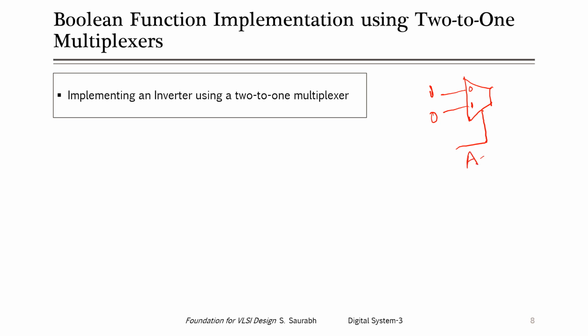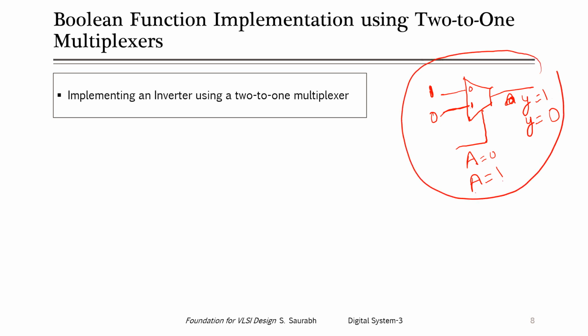If a was 0, then the 0 select line will be selected, and there we have applied a constant value 1, and therefore the output y will be equal to 1. And if a is equal to 1, in that case the 1 line is selected, and this 0 will pass to the output and y will have a value of 0. So when a is 0, y is 1, and when a is 1, y is 0. So this is an inverter. This is how we can implement an inverter.